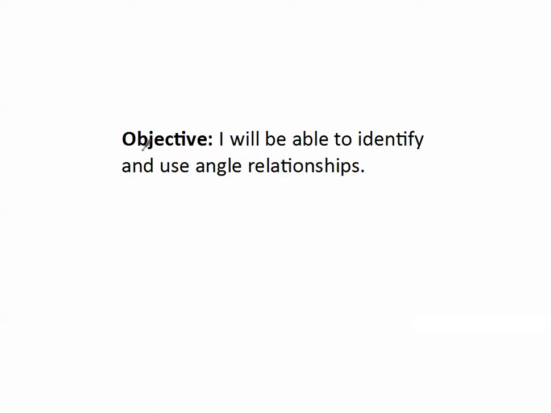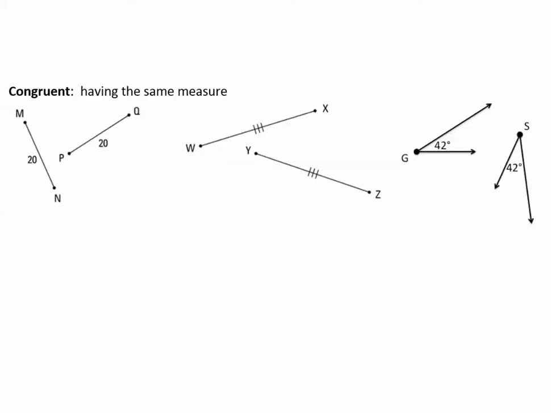In this lesson, our objective is to be able to identify and use angle relationships. Congruent. Congruent means having the same measure. These are a pair of segments, segment MN and segment PQ. This shows that segment MN is 20 units long and segment PQ is 20 units long.